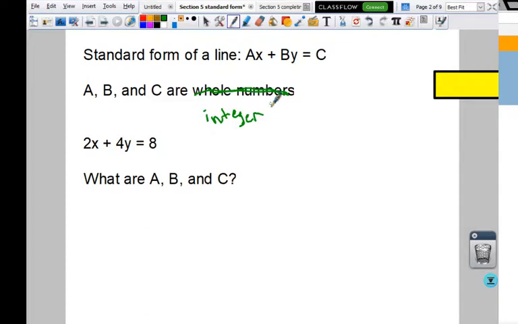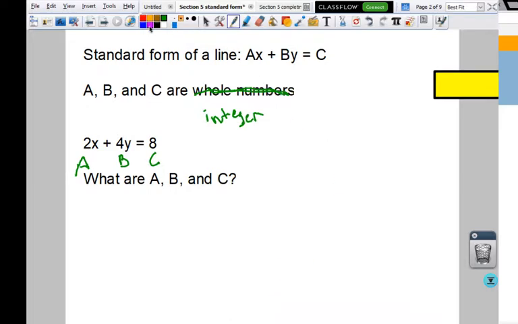So, if I'm going to look at this standard form equation right here, 2x plus 4y equals 8, if I'm going to look at a, b, and c, a is 2 right here, b is 4, c is 8. And this is standard form because there's no decimals or fractions. We don't want any decimals or fractions for standard form. So, standard form is a little different.